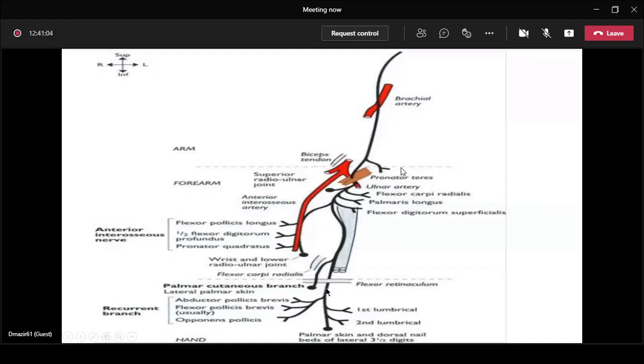Deep to the flexor retinaculum, it gives branches to the first and second lumbricals, the palmar skin, and the dorsal nail bed of the lateral 3.5 digits. So this is the flow chart and the schematic supply diagram of the median nerve in the forearm.